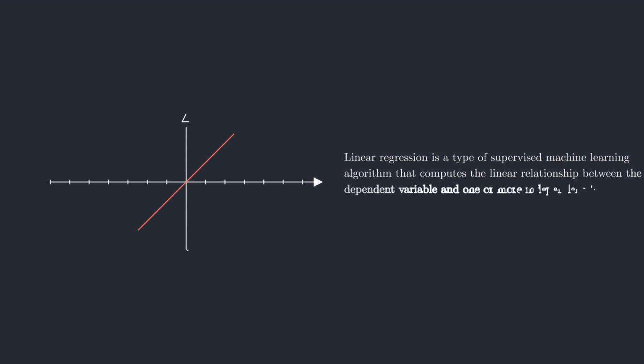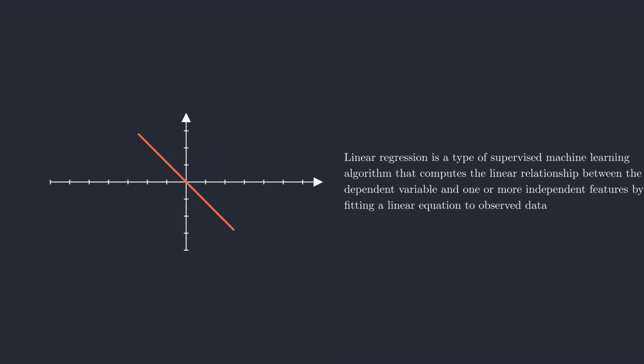Linear regression is a type of supervised machine learning algorithm that computes the linear relationship between the dependent variable and one or more independent features by fitting a linear equation to observed data. Let's try to understand this definition. Linear regression comes under supervised learning, where we have input and output features. We can have one or more input features which are independent of each other, and one or more output features which are linearly dependent on inputs.